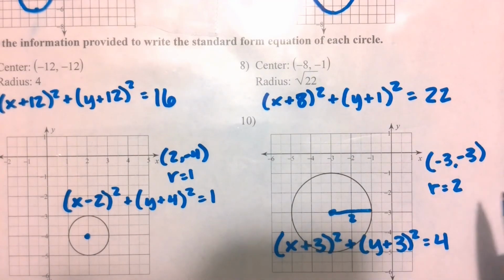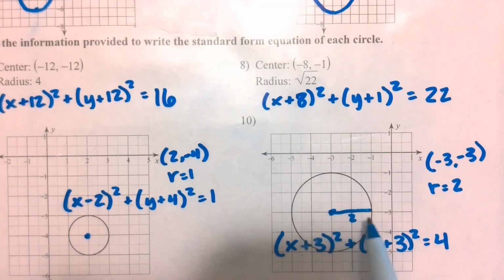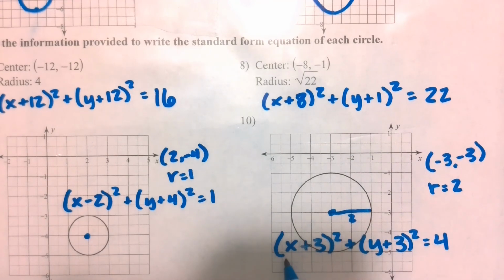So over here is what you should have gotten for the center and the radius. Again, making sure that you're counting by the right units, so it went from -3 to -1, so that radius is just 2. And then your equation should say x plus 3 squared plus y plus 3 squared equals 4.